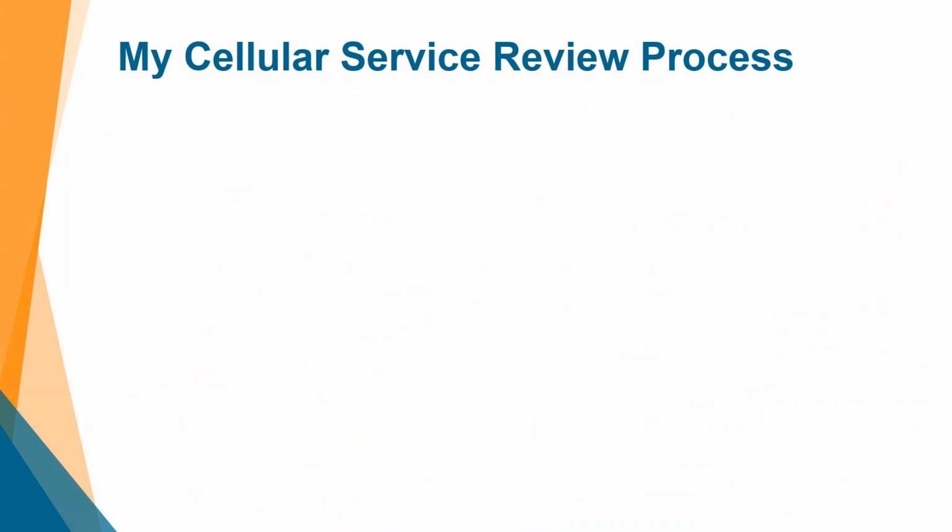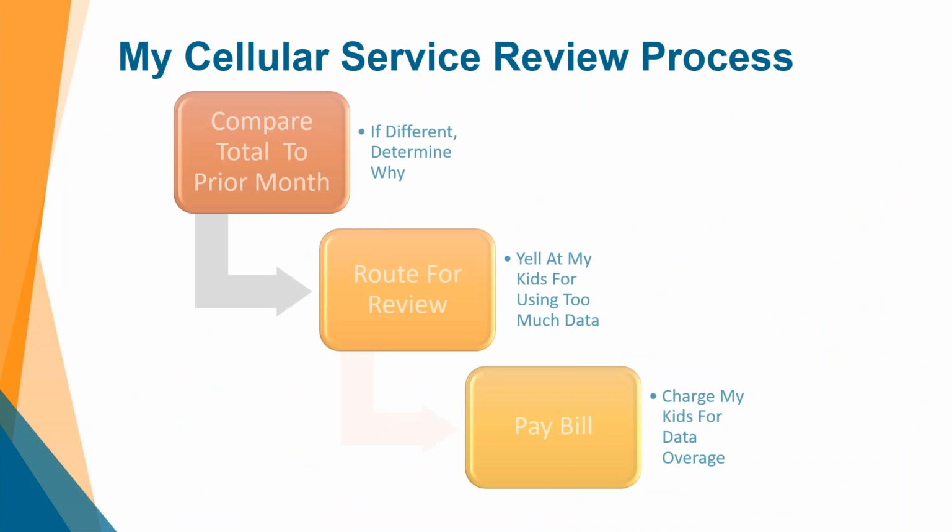So really taking that process and simplifying it, I like to look at it this way. My process: I compare the total on this bill to the prior months. If it's different, I need to determine why. That's when I'm taking a look at the details. If it is different, I route that for review effectively.